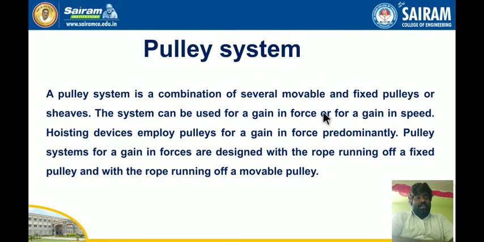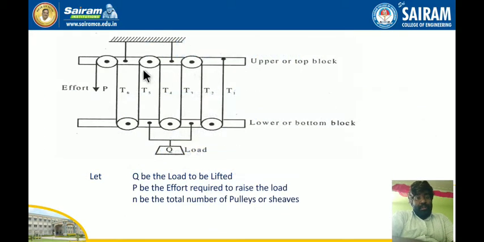The pulley system is a combination of several movable or fixed pulleys or sheaves. The system can be used for a gain in force or a gain in speed. Let me take this example, where Q is the load to be lifted, P is the effort required to raise the load, and N is the number of pulleys or sheaves. There are a number of pulleys over here, which I can take as the N value, in the lower bottom block and the upper or top block. Each string has a tension T1 to T6, and the last one is the effort P.